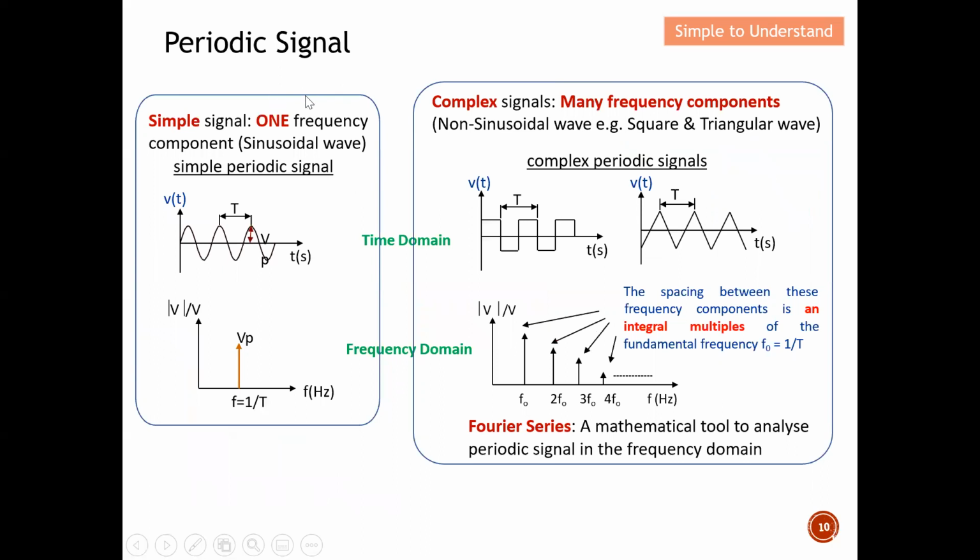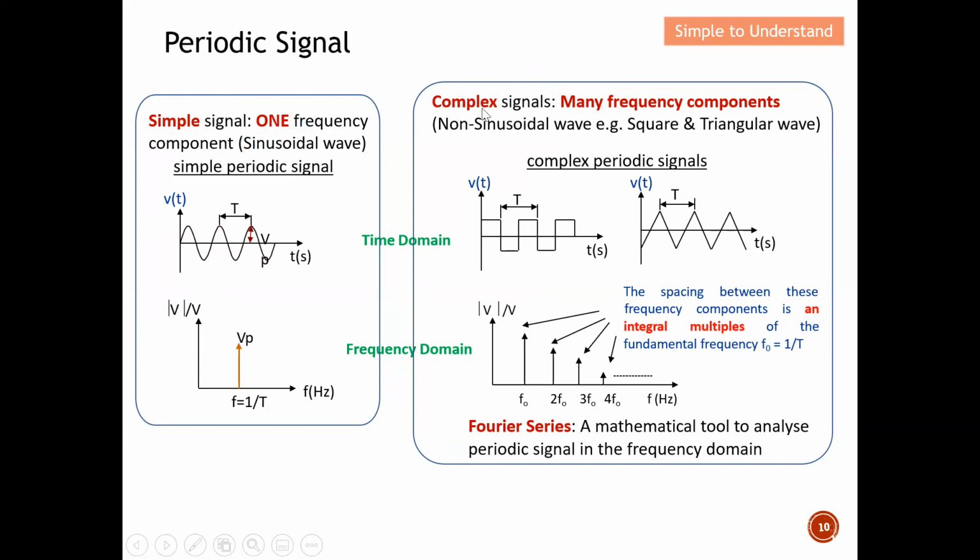Let's do a very quick recap on the periodic signal. As I mentioned earlier, a periodic signal can be called a simple signal or a complex signal. A simple signal only has one frequency component. Having one frequency component means that it looks like a sine wave in the time domain. This is what we mean by a simple signal. It only has one sine wave, and in the frequency domain, it only has one frequency component. So this is what we classify as a simple signal.